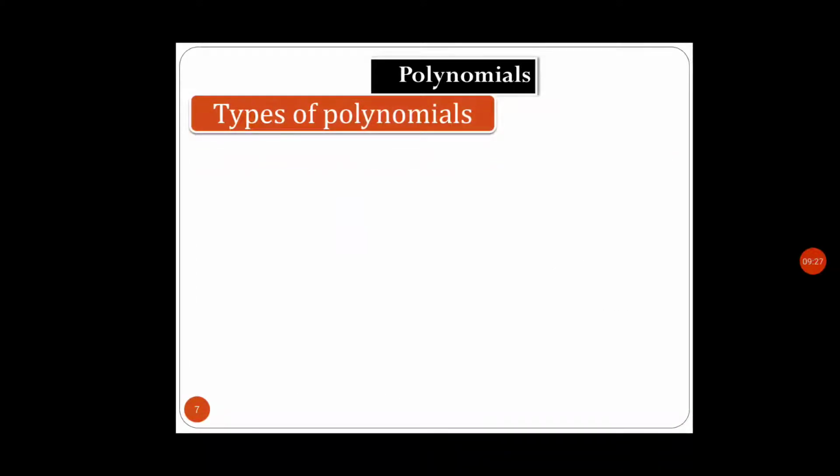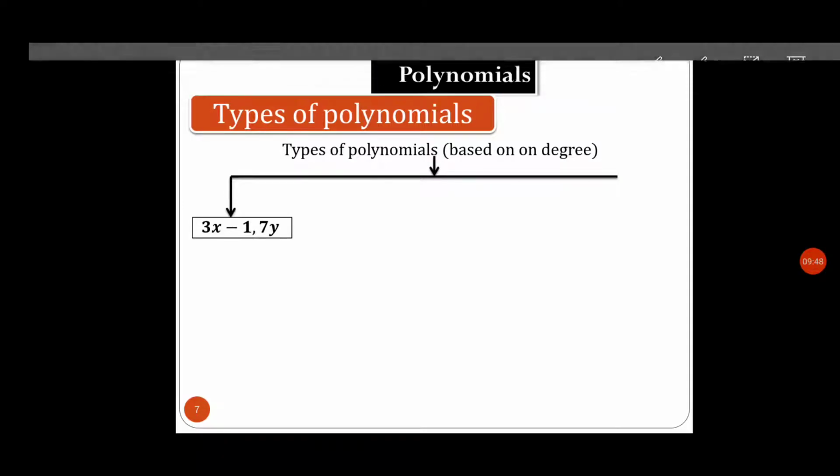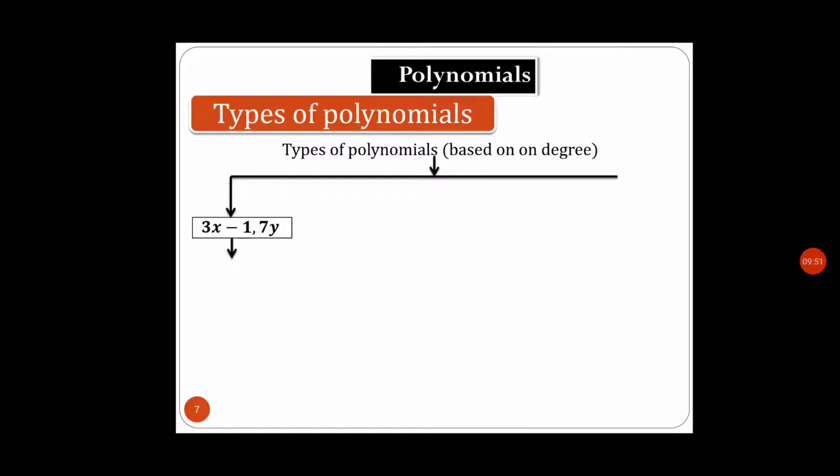Types of polynomials. Now we see the types of polynomials based on degree. There are three types. The first one: suppose we consider 3x - 17. Here the degree of the polynomial is 1.